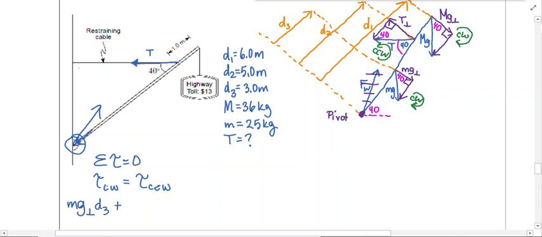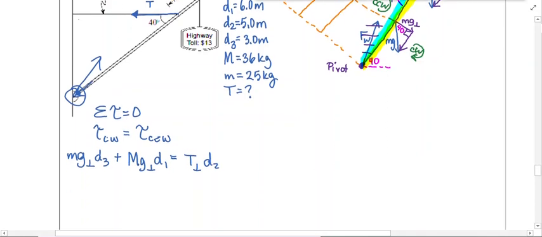And then I have another clockwise torque right here. Here, I'll highlight it. I'm going to do this torque now. So that's going to be big MG perpendicular. And what's my D there? D1. And that's going to be equal to all of the counterclockwise torques. And there's only one. It's from the tension. So let me grab a different highlighter here. There we be. See that L there? I'm going to turn that into a torque. That's going to be the perpendicular component of the tension times D2.